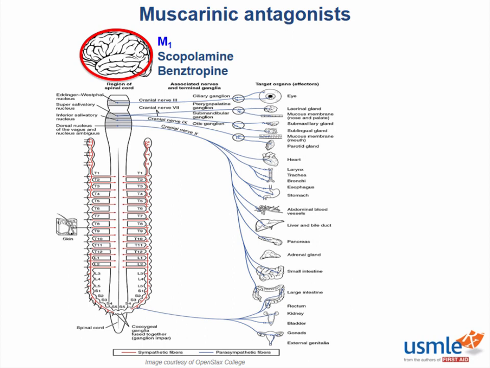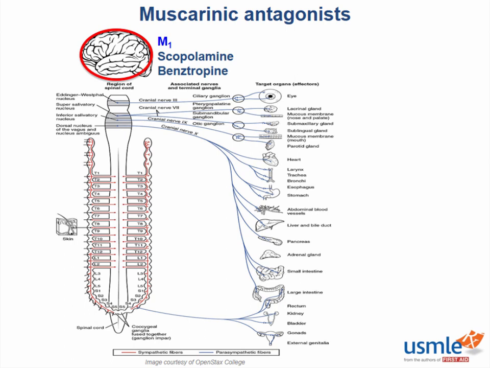Thinking back to your neuro chapter, what neurotransmitter changes are seen in a patient with Parkinson's disease? That's right, decreased dopamine and increased acetylcholine. That's why we give benztropine to curb the excess cholinergic activity.